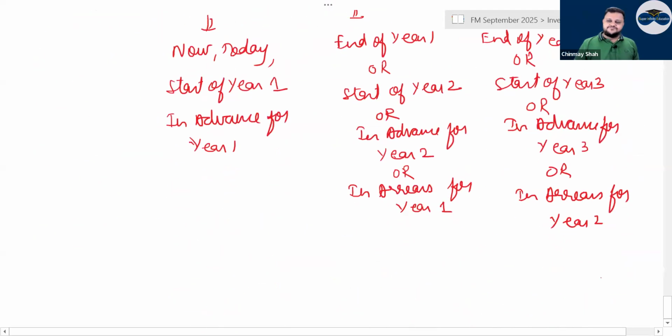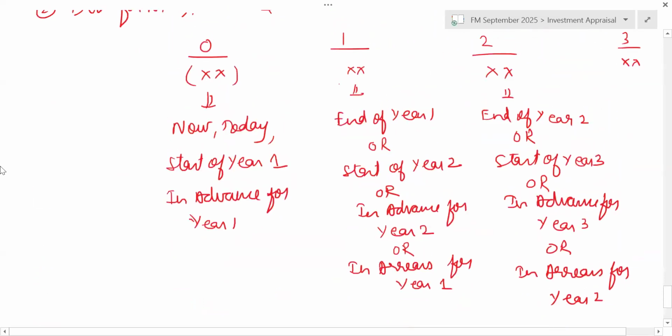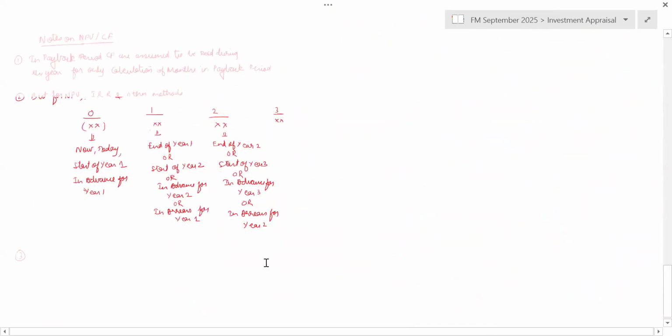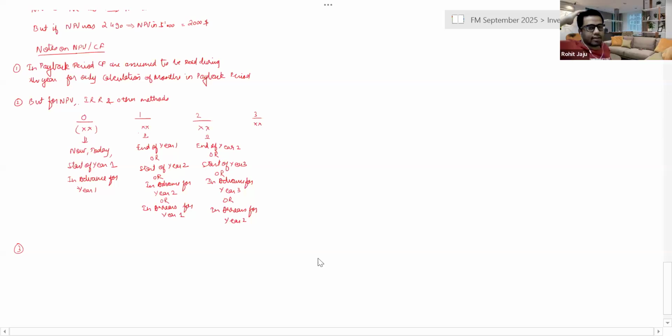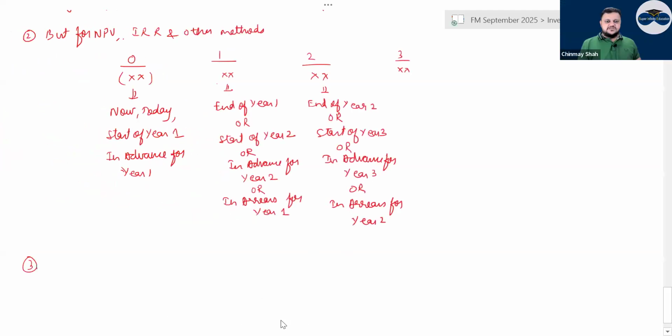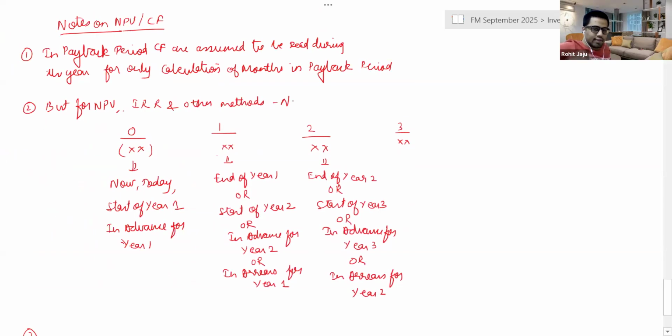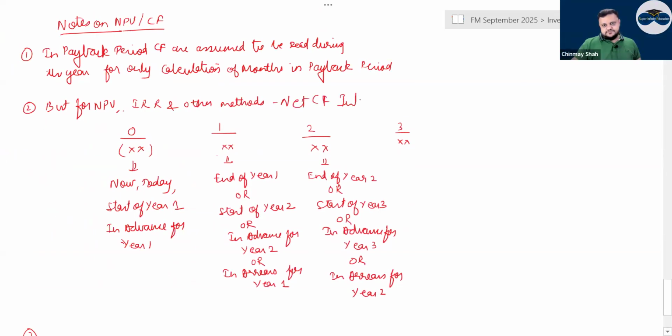Sir, one minute, I'm writing. Sir, in the first note, if it says during the year, then will we get it evenly? Yes, that is only for calculation of the number of months. Nothing other than that. Because net cash flow is always received at the end of the year. Okay. Write the net cash flow interpretation. Third one.